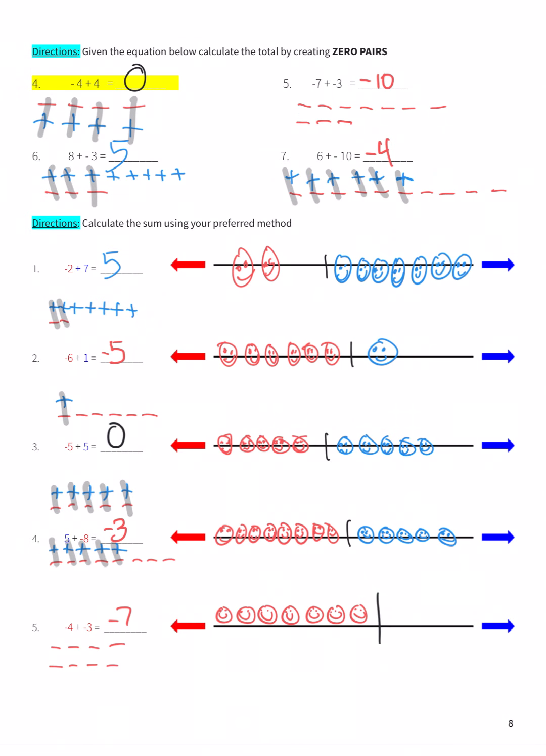So here are the two ways, and remember you got to pick which way you wanted. You didn't have to do both. And then here are the answers. So I want you to go ahead right now and look through these answers. So we have 5, -5, 0, -3, and -7. If you did not get these answers, I want you to pause the video and find your mistake and fix it. If you got these answers, bravo, good job. Let's move on to the next page.